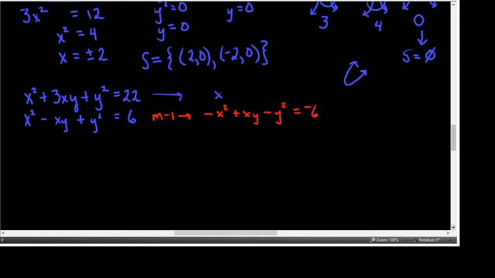It's x squared plus 3xy plus y squared equals 22. So when I add those two equations together, I get 4xy equals 16. So that means xy is equal to 4.